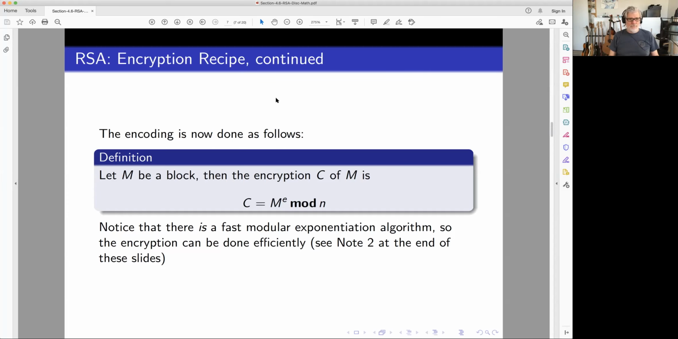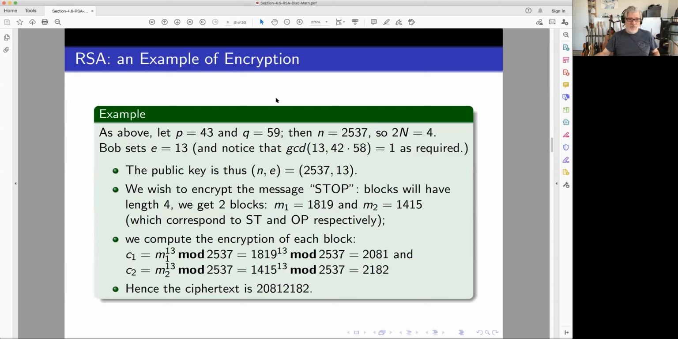Okay, so that's it. Here's an example with the same primes. P is 43, Q is 59, so our little n is 2537. We can put 2525, but not another one, so our blocks have length 4. Bob decides to choose E equal to 13. What is important is that if you take P minus 1 times Q minus 1, which happens to be 42 times 58, the GCD of this and E should be 1. With this number, we're good. So the public key is 2537, 13.